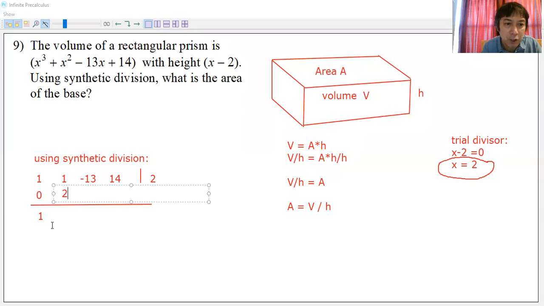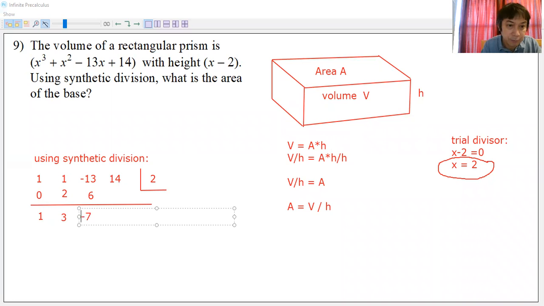Our second addition is 1 plus 2. Our result is 3. And then next product is 3 times 2, which is 6, to be written below the negative 13. So it's a positive 6 there. And then next addition is negative 13 plus 6. It's a negative 7 result.